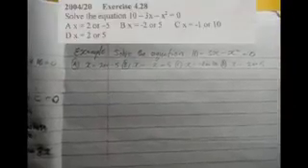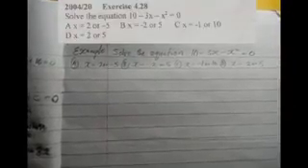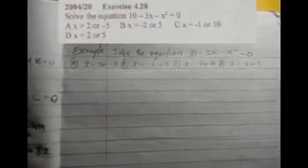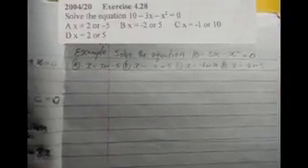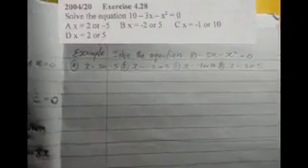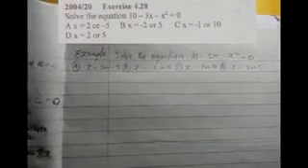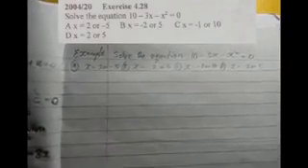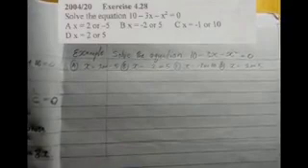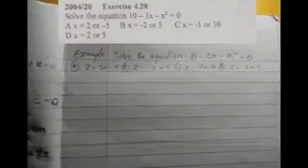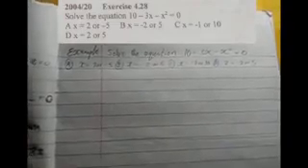Next example, solve the equation 10 minus 3x minus x squared is equal to 0. Option A, x is equal to 2 or minus 5. Option B, x is equal to minus 2 or minus 5. Option C, x is equal to minus 1 or 10. Option D, x is equal to 2 or x is equal to 5.